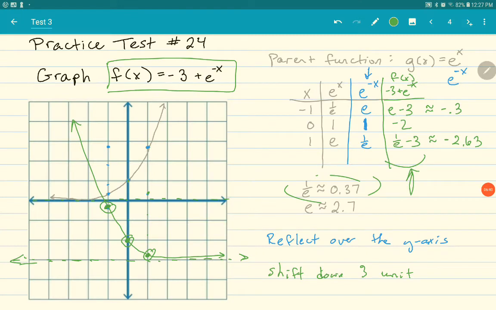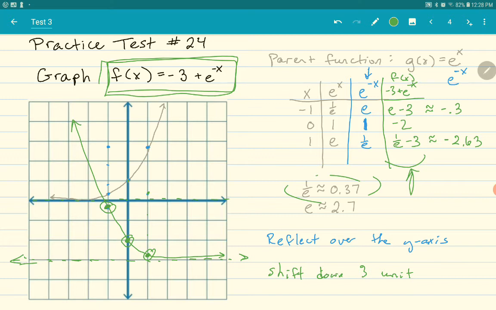So there's what my green graph looks like, the function that I'm asked to graph. You can do the transformations on the 3 critical points, which we showed in the t-table, or you can transform the actual parent graph, which I drew in gray. So 2 ways to get that graph. So there's your graph for that function.